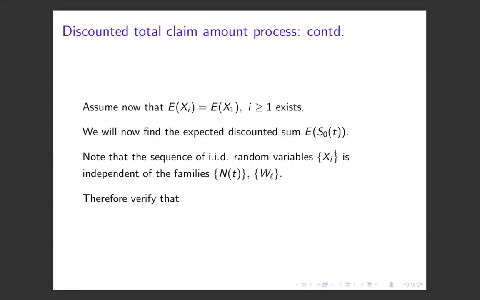So this IID family, this sequence Xi, is independent of NT and hence, of course, of the Wi. NT and Wi are not independent. As a matter of fact, you can get hold of one if you know the other. So we can verify this now. That will be a long sequence of equalities.